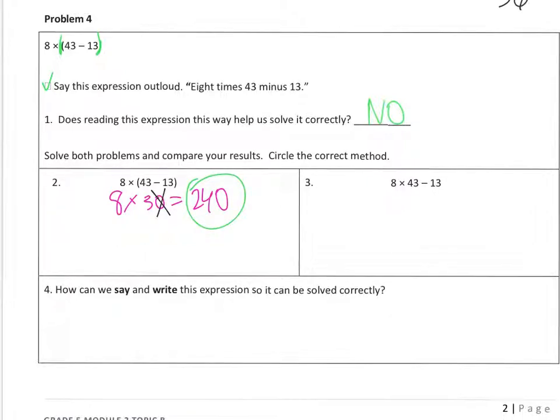Now if there's no parentheses, then you know you have to do multiplication or division first. So 8 times 43. Well, set up 8 times 43. 8 times 3 is 24. Carry my 2. 8 times 4 is 32, plus that 2 is going to be 34. Okay, so I've got the 8 times 43 part, so 344 minus 13, which is going to be 331.